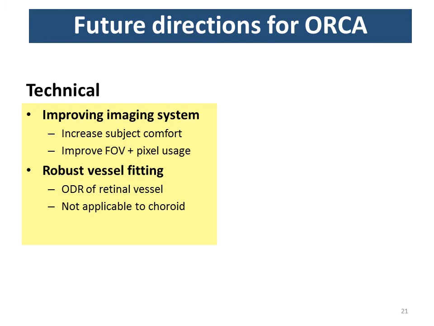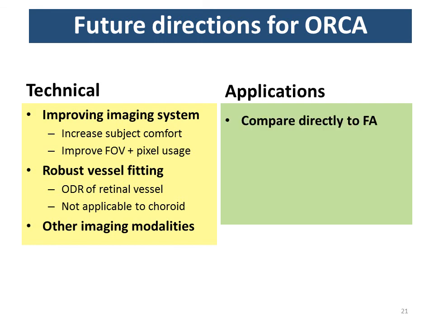We could also do robust vessel fitting. As I said, we're looking at this sort of crude use of ratios, but actually in retinal vessels you could calculate optical density ratio, and that will be quite robust, but of course it's going to require a lot of computation time, and it's not applicable to the choroid. Maybe you could do the choroid as intensity ratio, retinal vessels as more robust fitting, and of course you could port it to other imaging modalities.